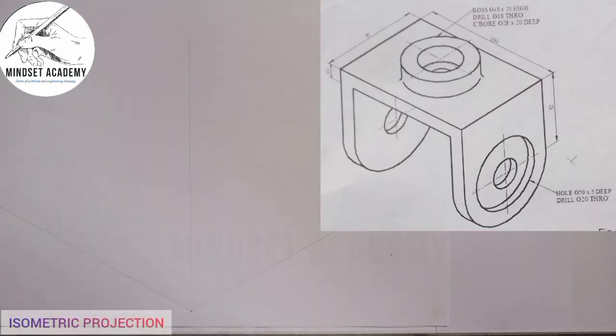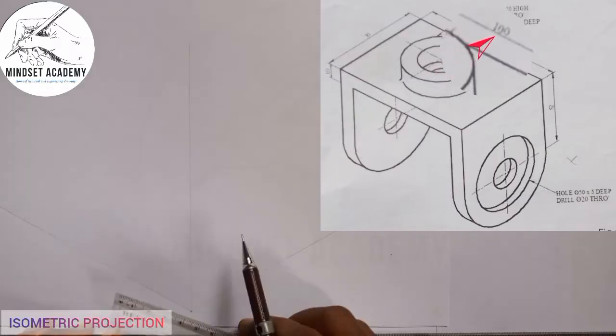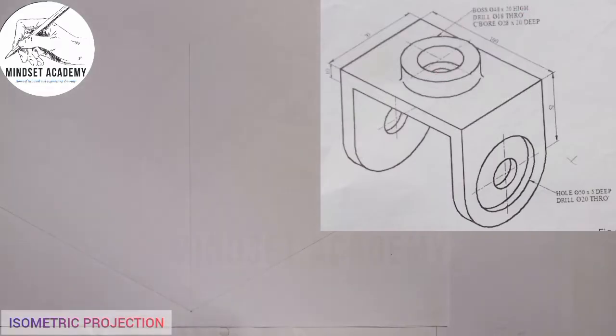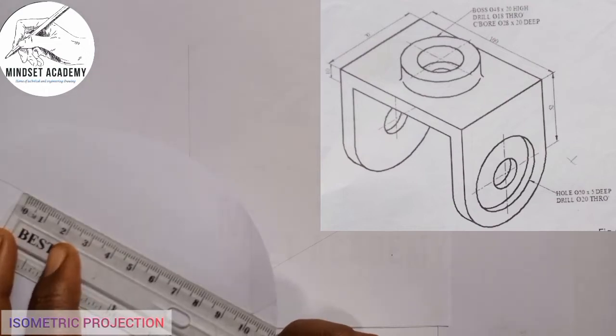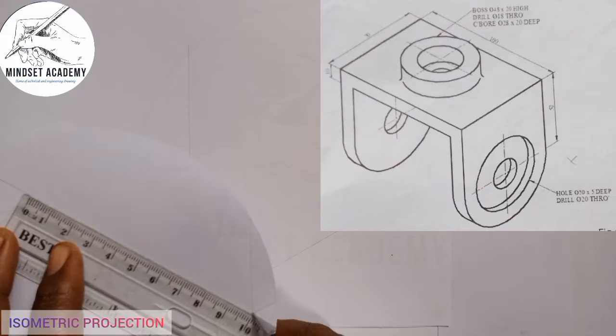Now if you look at the figure closely, you discover that the distance from here to here represents the length of the given figure, which is given to be 100. So I'm going to measure 100 from this point here. And this is the 100 here, from 0 to 100.